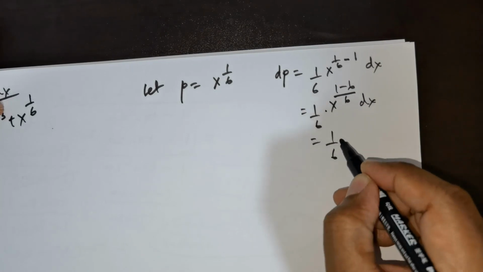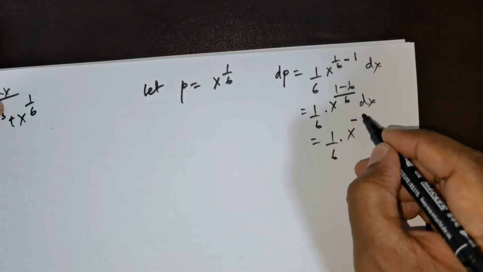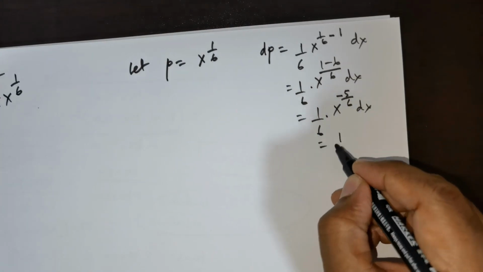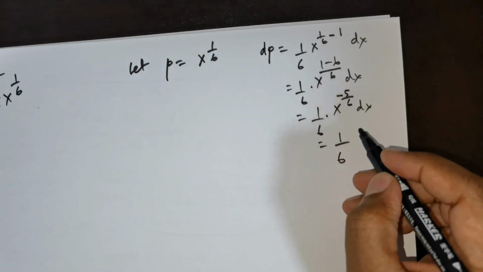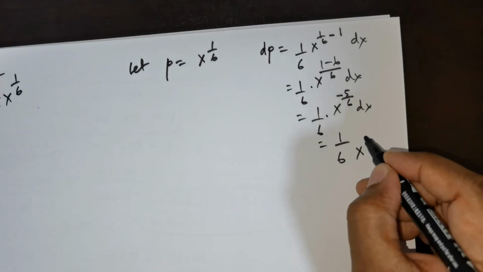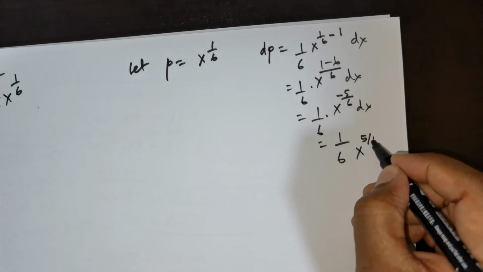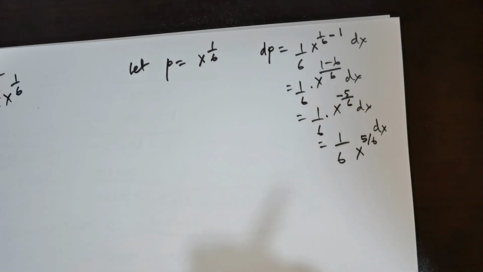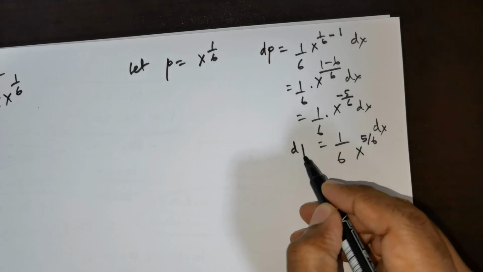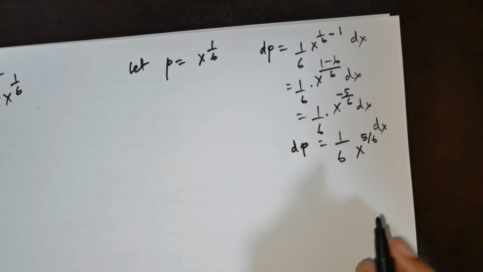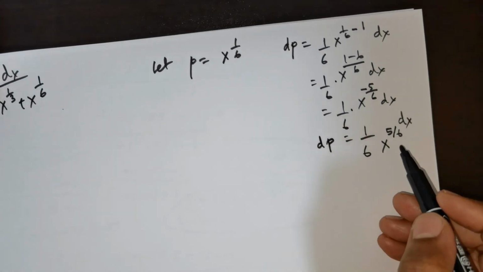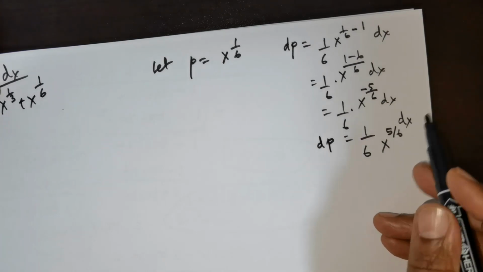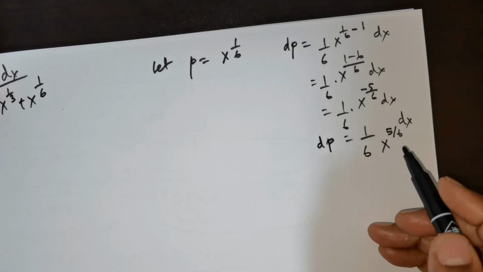This is going to be 1/6 times x raised to the power of negative 5/6 times dx. This can be rewritten as 1/6, I can push this down, x to the power of 5/6 with the dx being on the numerator, and this is going to be my dp. Okay, fair enough. Now we need to get x raised to the power of 5/6. Okay, that is one important part.